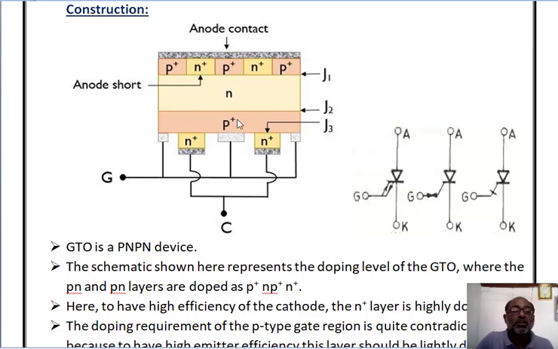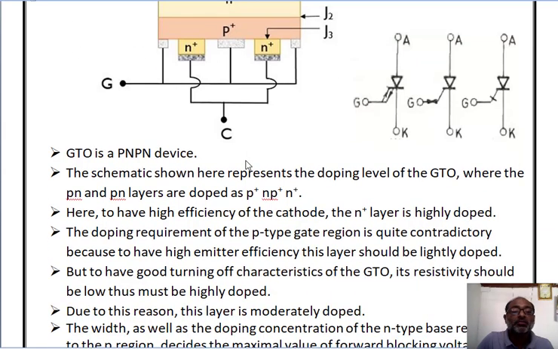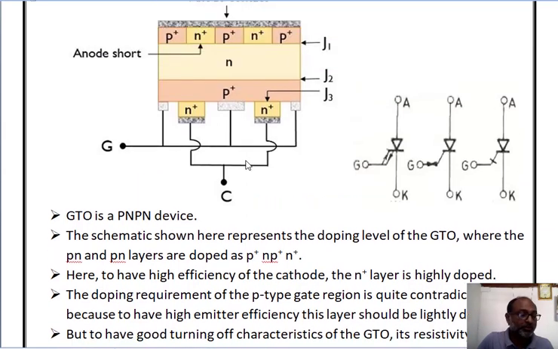Now the doping requirement of this P region is quite different, because it is totally opposite. To get the higher emitter efficiency, the layer should be less doped. But to get good turn-off characteristics, the resistivity of this layer should be less. So for that, the doping of this layer should be high. So due to this reason, this layer is moderately doped.